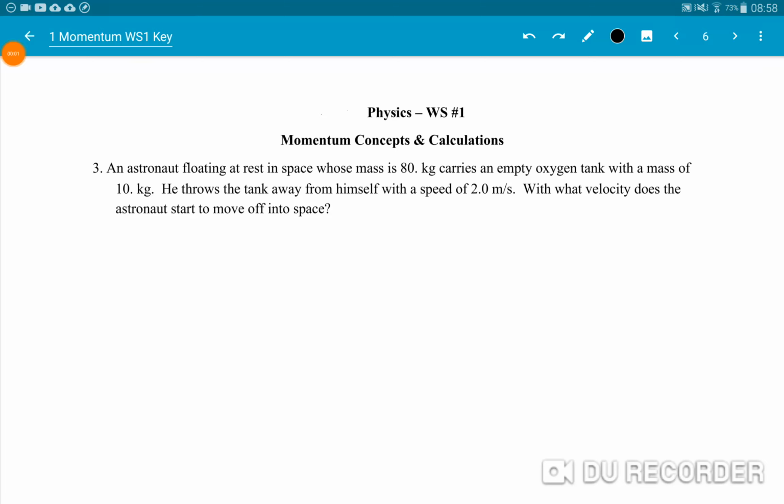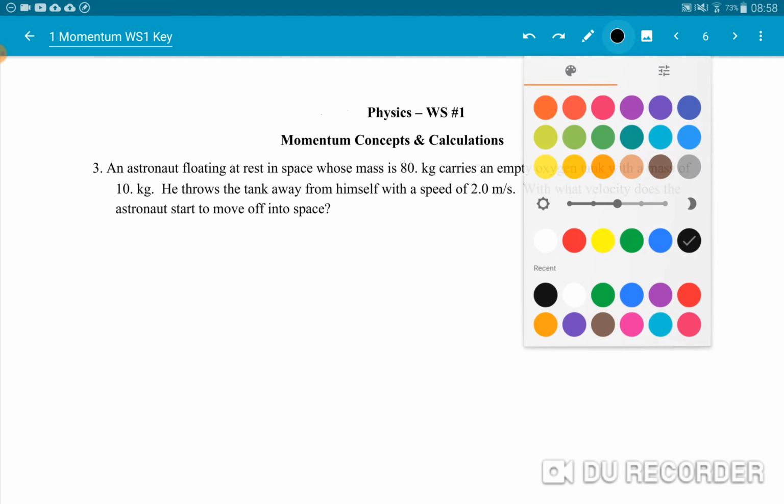Welcome back. We've got momentum worksheet number 1 and problem number 3 here. An astronaut floating at rest in space, whose mass is 80 kilograms, carries an empty oxygen tank with a mass of 10 kilograms. He throws the tank away from himself with a speed of 2 meters per second. With what velocity does the astronaut start to move off into space?